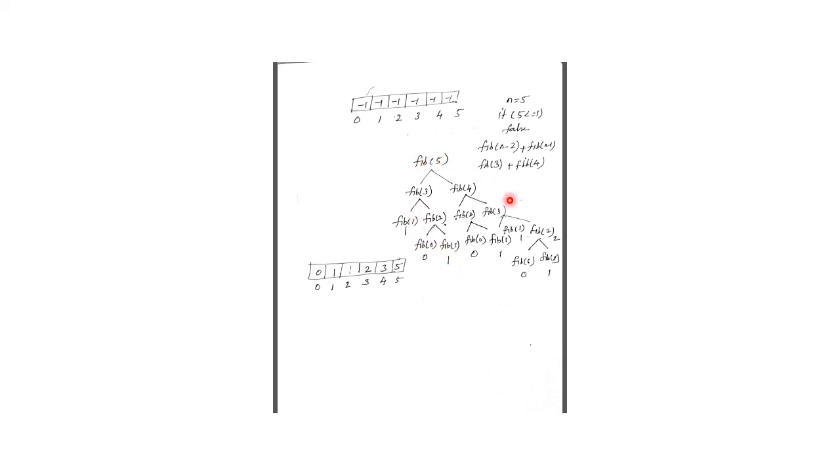Likewise, the process will be continued. So initially the table is initialized with -1. So after computing this part, the value of -1 will be replaced with 0, 1, 1, 2, 3, 5.